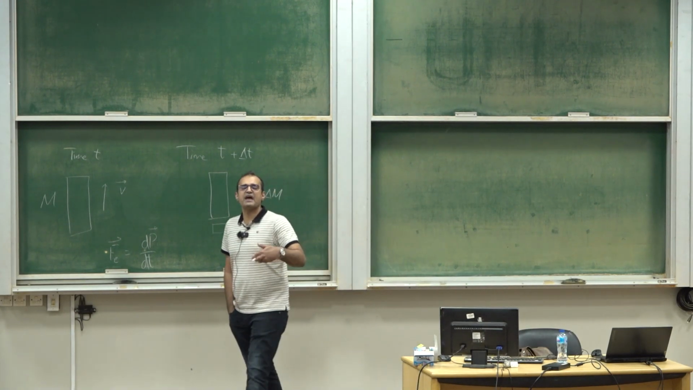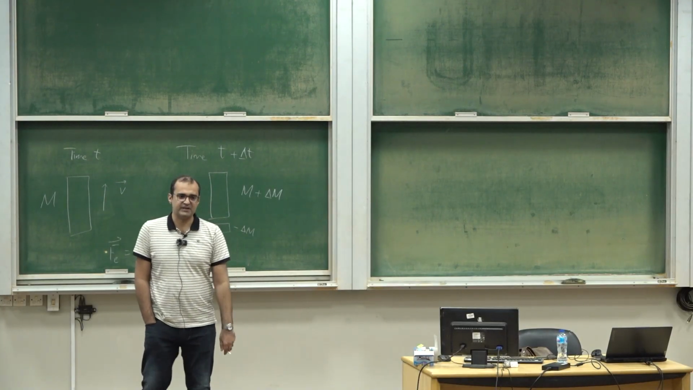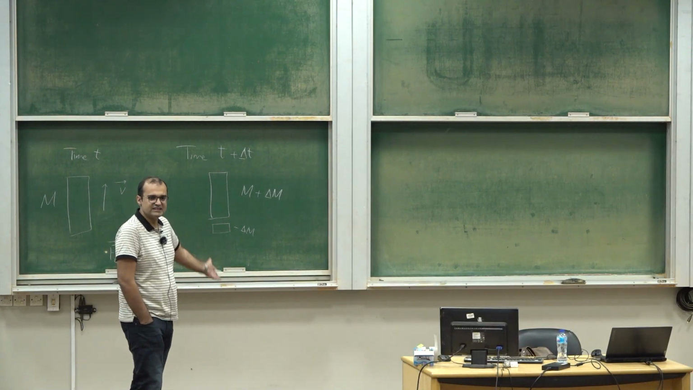You always do f of x plus delta x minus f of x. That's what you're used to. You could do it this way as well.